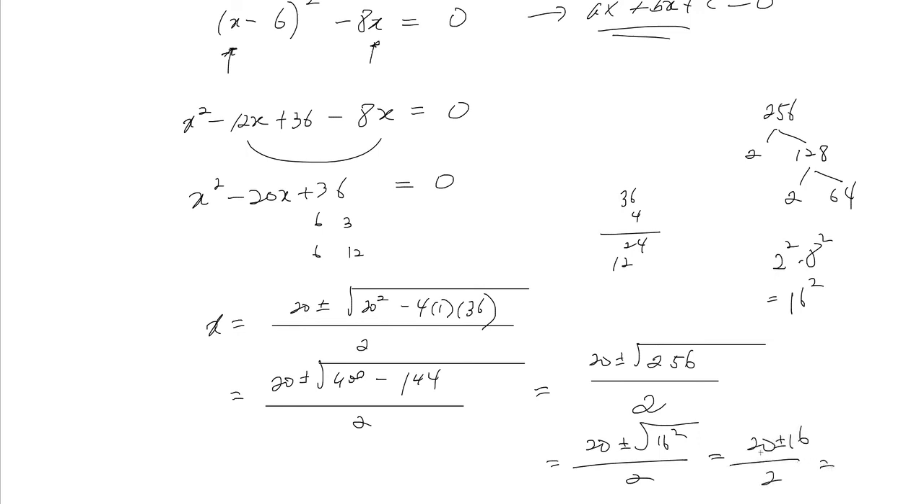So that's going to be 20 minus 16 is 4, divided by 2 is 2, or 36 divided by 2 is 18. Okay, so it's 2 or 18.